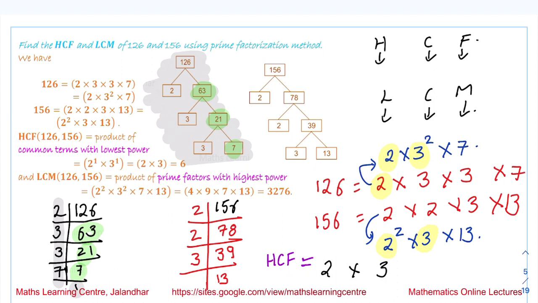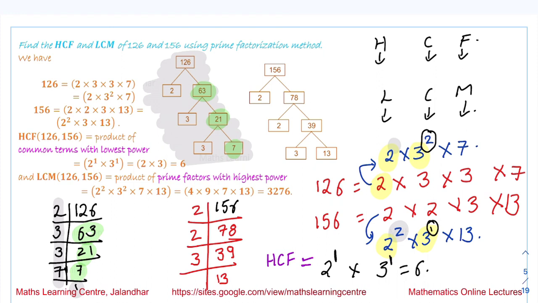Now we have to put the powers of these two terms, and the powers we have to put is the smallest power. Now if we look at the power of 2 over here, it is 2, and the power of 2 over here, it is 1. So the lowest of these values is 1. Now look at the power of 3, it is 2, and the power of 3 here is 1. So the lowest value is 1. So the answer we will get is 6. So 6 is the HCF of these two values, that is the highest common factor.